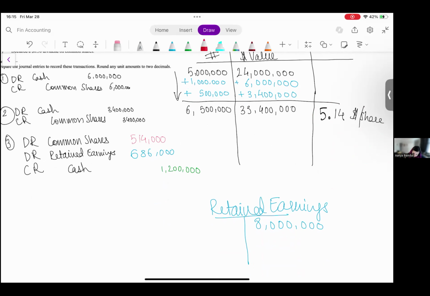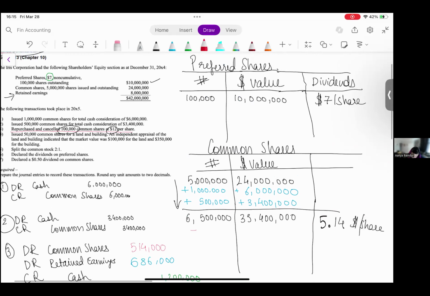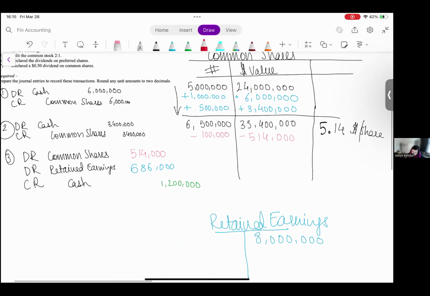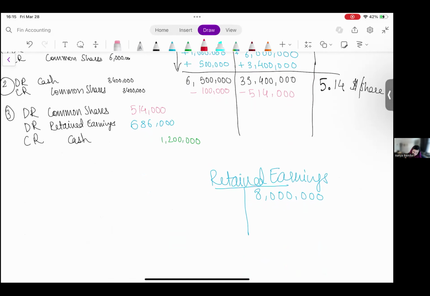So we've sold 10,000 shares, was it? 100,000 shares. The dollar value of which was 514,000. Okay, and let's make the retained earnings debit as well. So we debit retained earnings by 686.